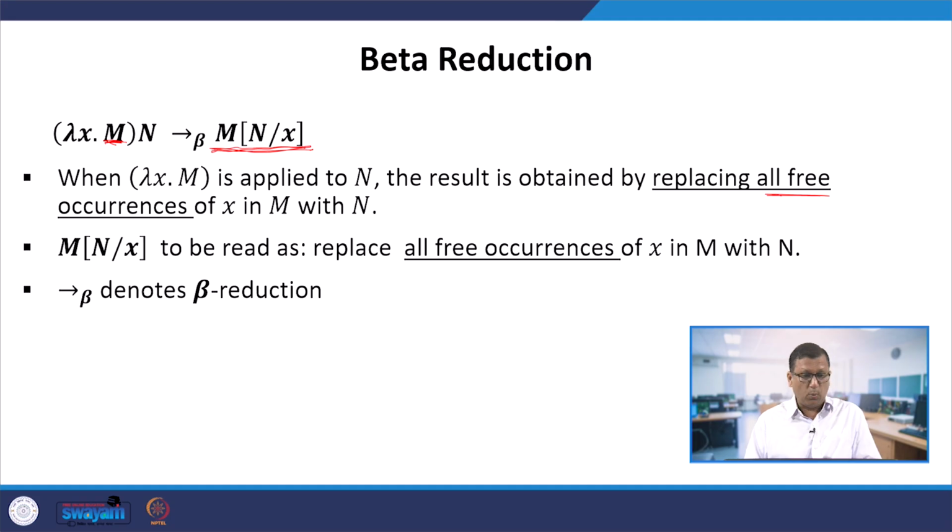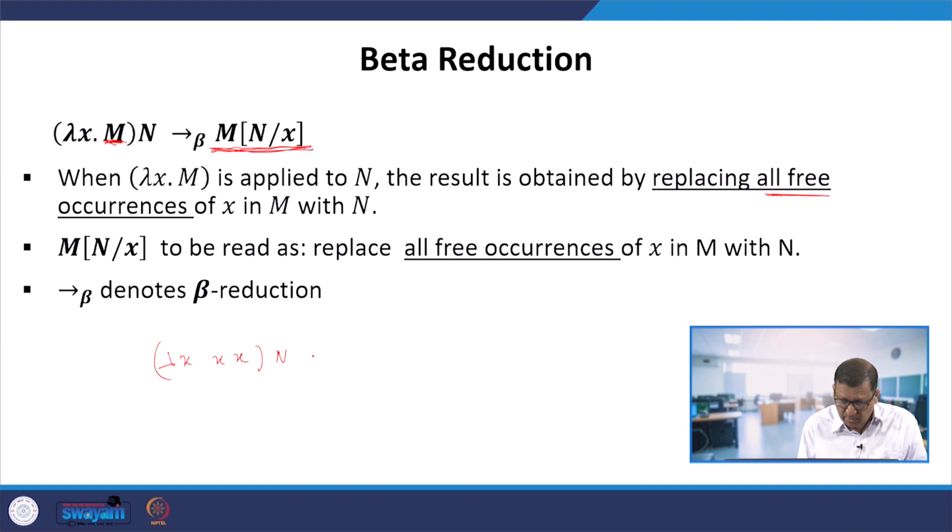Not one occurrence but all occurrences. So if x occurs 2 times, both the places will be replaced with n. So if you have lambda x dot xx and you have n, beta reduction will give us nn. There are two free occurrences, 1 and 2, both are replaced by this n. So this is the idea.